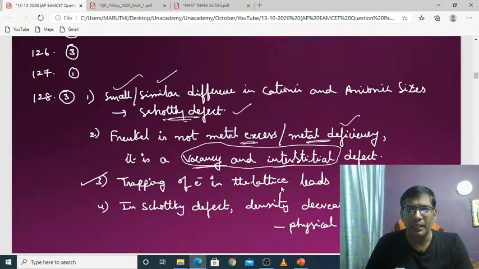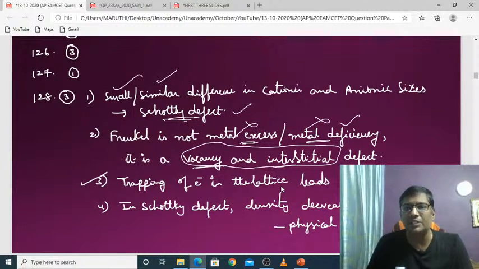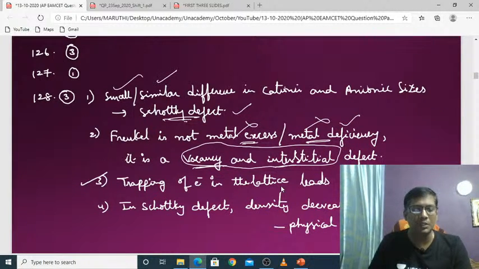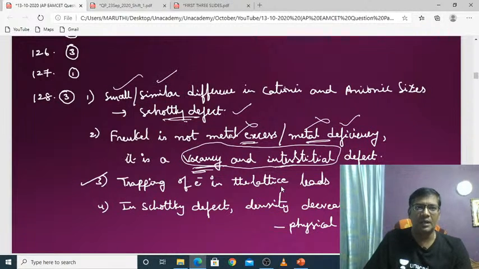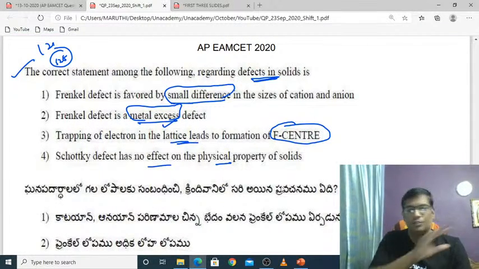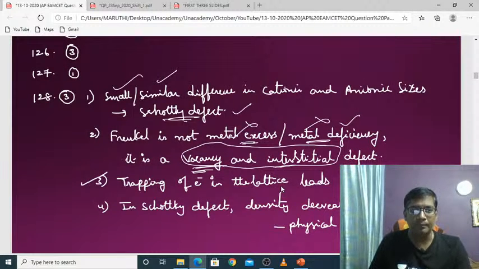Of course, sorry. It is not metal excess, and it is not metal deficiency. Both are not possible for the Frenkel defect. It is only the combination of vacancy as well as interstitial defects. But they have given that it is metal excess. It is not metal excess. It is not metal deficiency. Both are not correct. But trapping of electrons in the lattice leads to F centers.